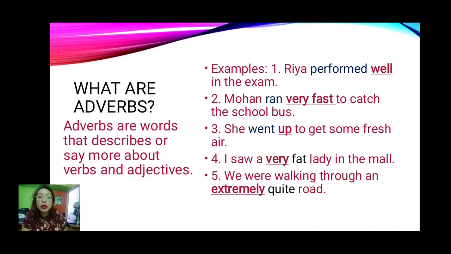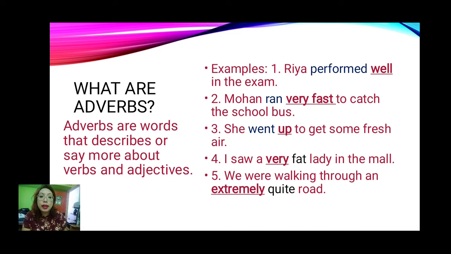So let us recall some examples which will help us understand how an adverb describes more about the verb and adjective. Let us see example number 1. Ria performed well in the exam. Here the subject is Ria, performed is the verb. But how did Ria perform? How was the action being performed? It is well. So the word well is an adverb which is describing the action of Ria, right?